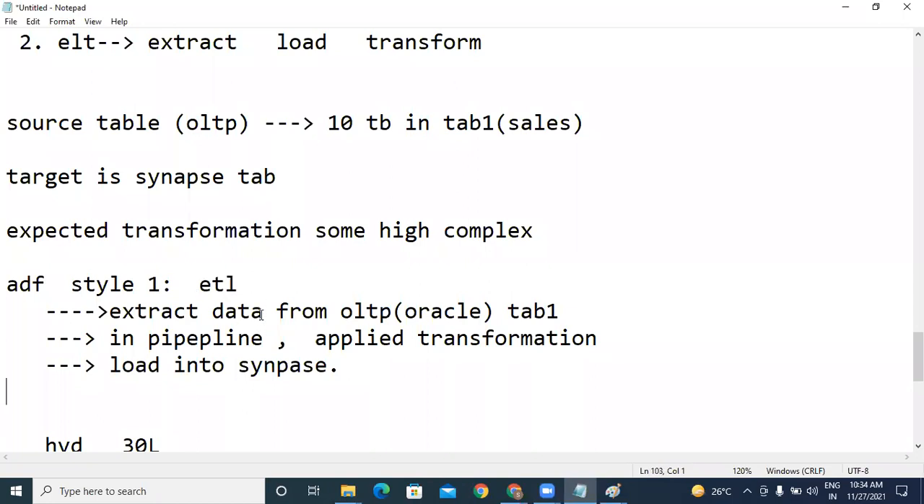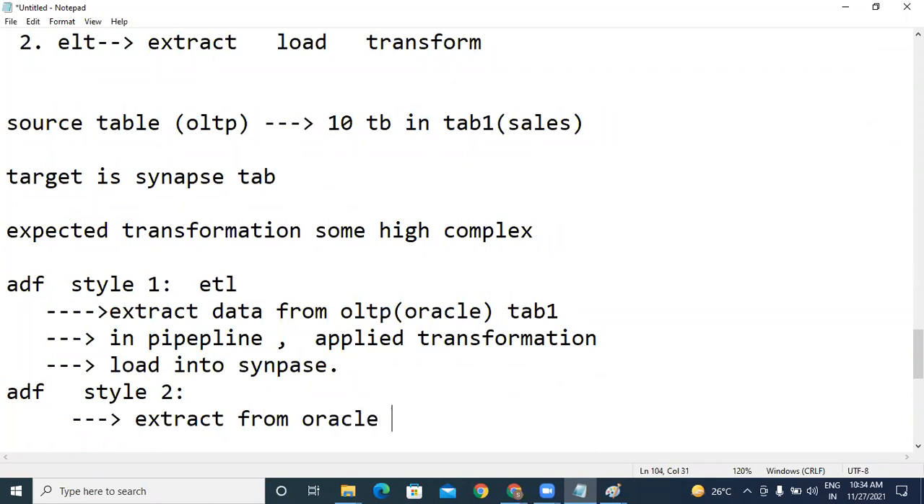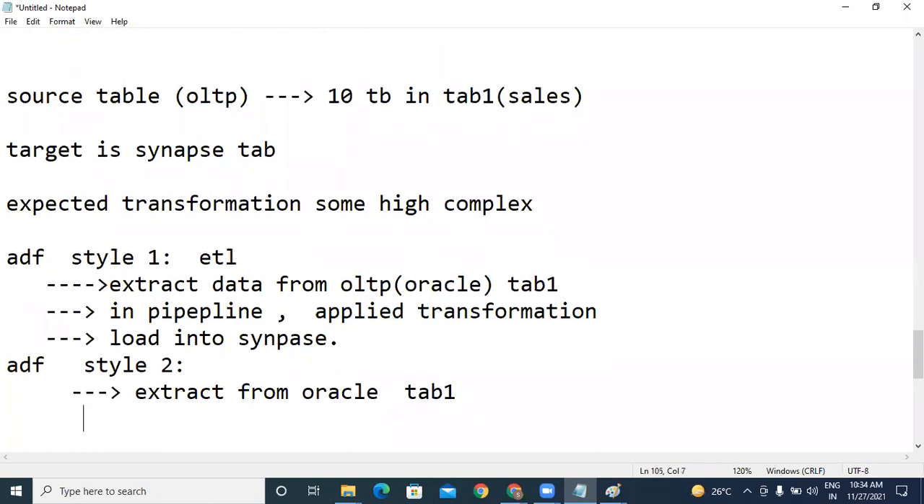Come to the second style. Same work in reverse order. Style 2: first extract from Oracle on-premise tab 1. I'm not performing any transformations. I load into Synapse, because data is structured, and I can source structured data into Synapse. I'm extracting and loading to Synapse.